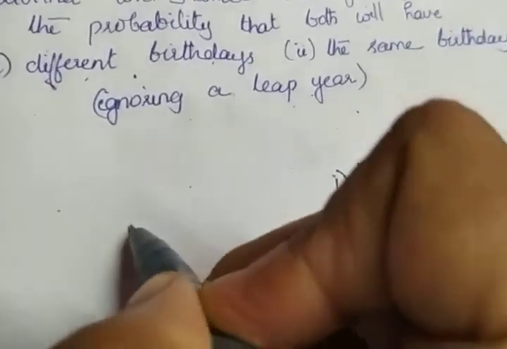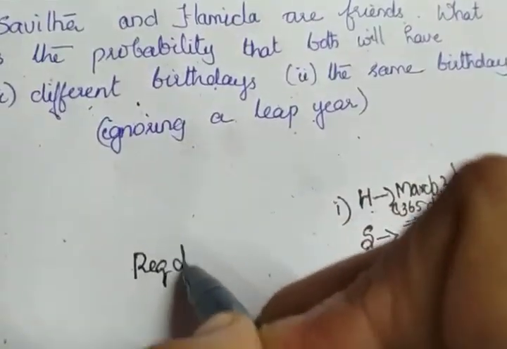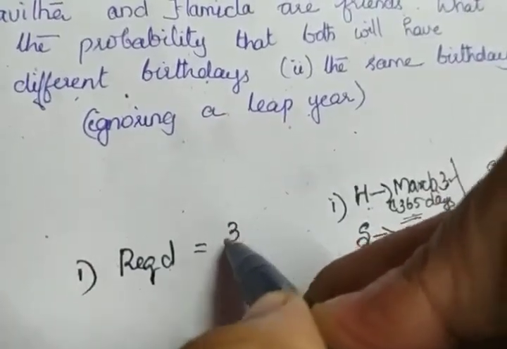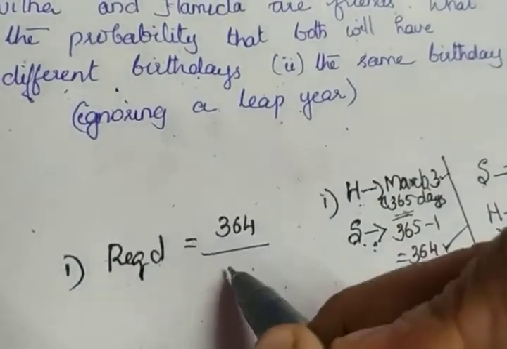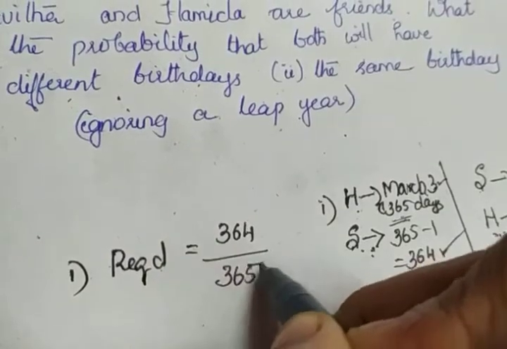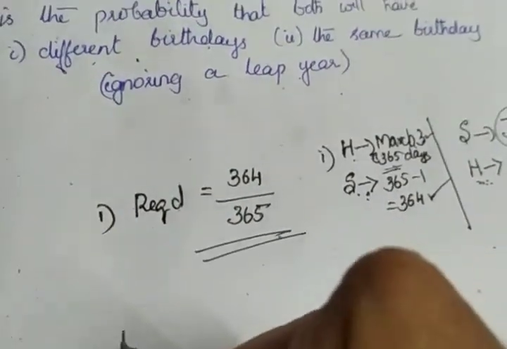So the required probability for the first part will be 364, the favorable number of days, over the total number of days, which is 365. Okay. In the second part, what's the question?